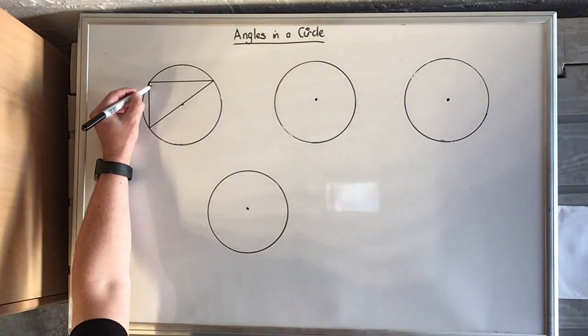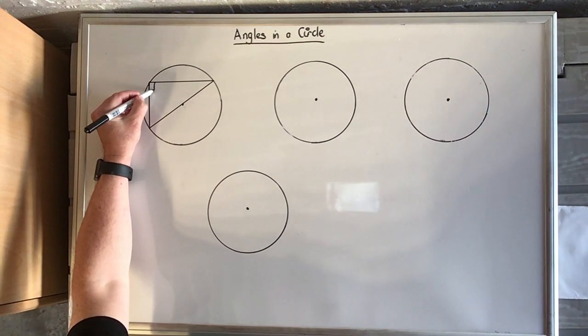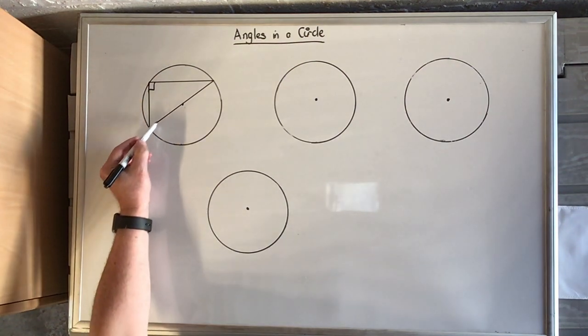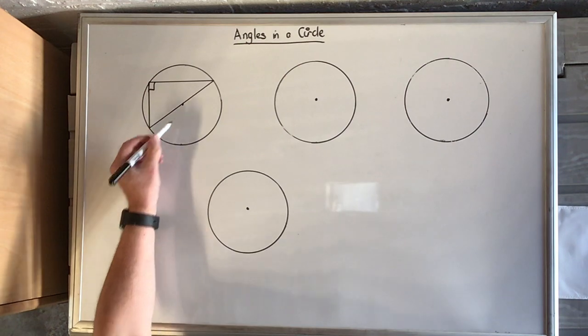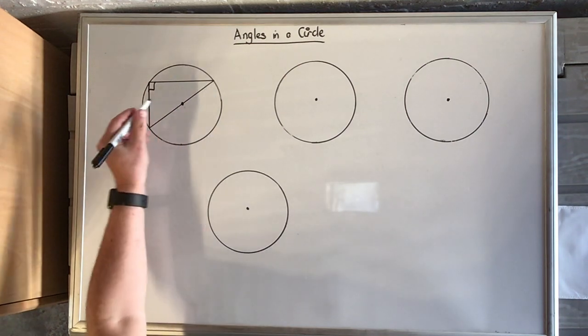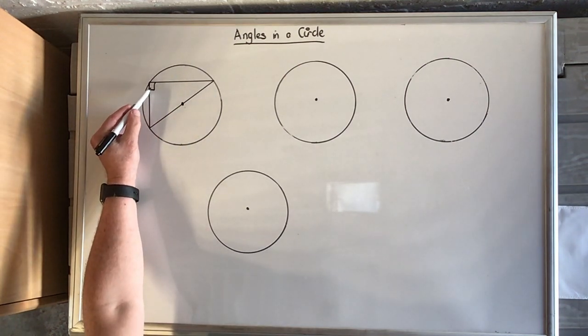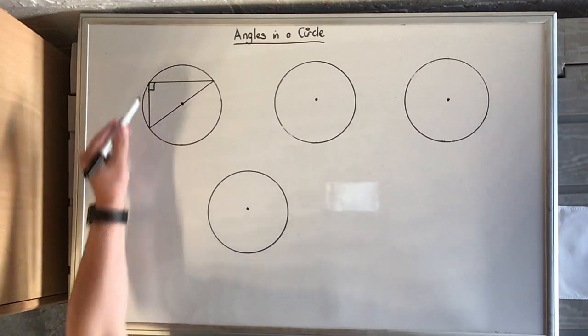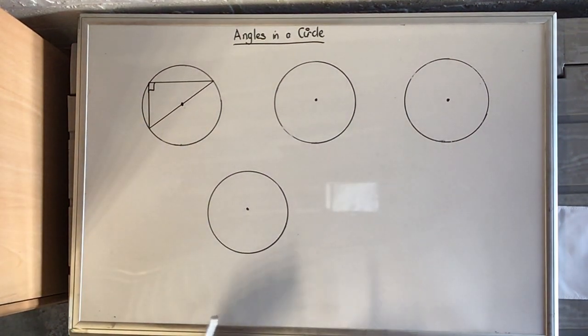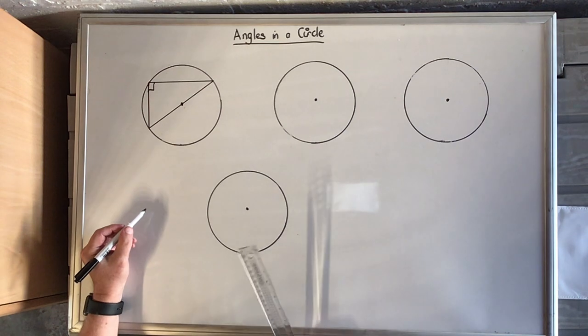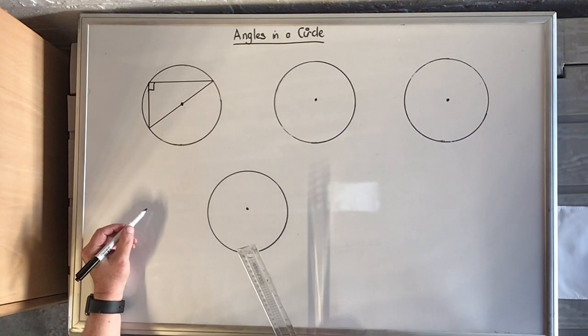So if we have a triangle within a circle and the hypotenuse is the diameter of the circle, then you always make a right angle at the circumference where the 2 lines meet. So that's a property you have to be aware of. It comes up an awful lot, so you need to be aware of it.